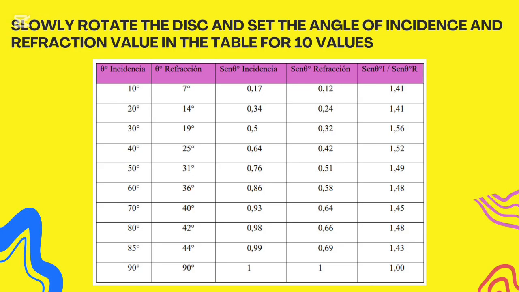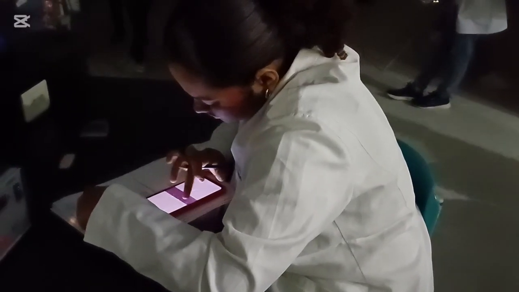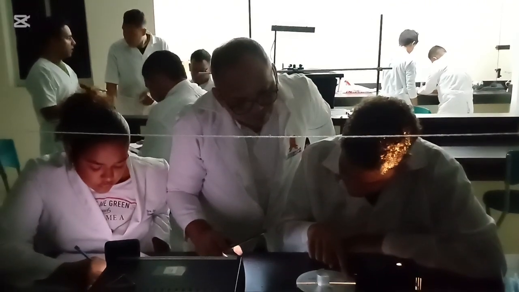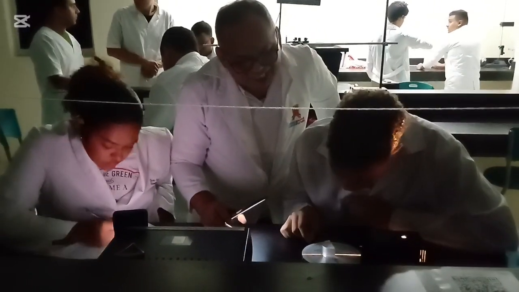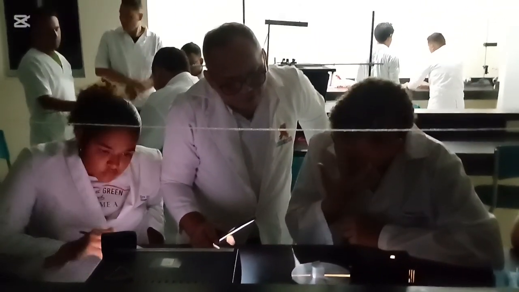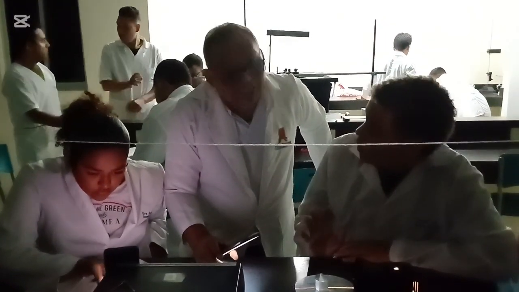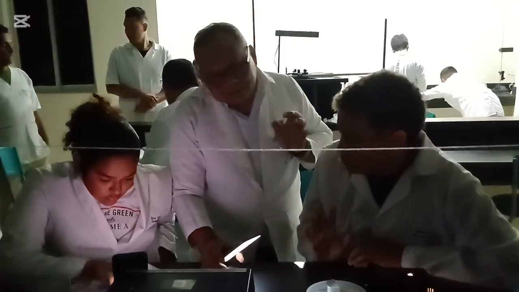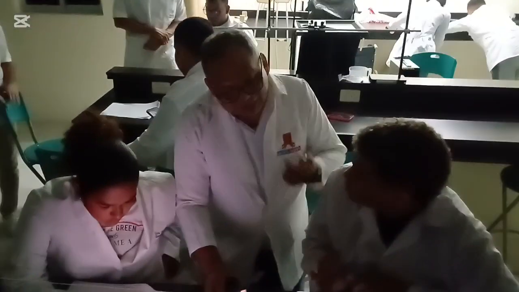Slowly rotate the disc and set the angle of incidence and refraction values in the table for 10 different values. Are the angles of incidence related to those of refraction? In all cases, the angle of incidence is greater than the angle of refraction, which indicates that light passes from a less dense medium, such as air, to a denser one, such as glass.